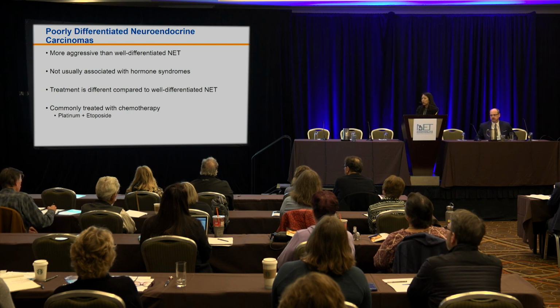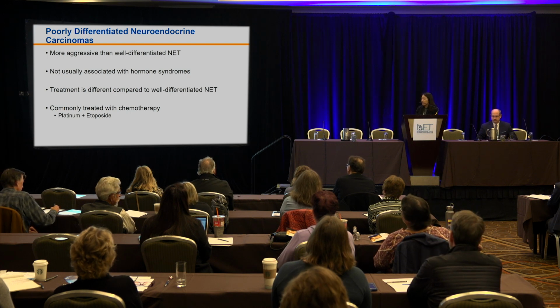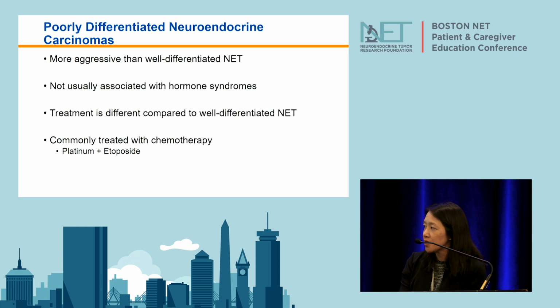We more commonly will start with chemotherapy, with platinum agents and etoposide to treat the poorly differentiated neuroendocrine carcinomas. There's a lot of research going into other types of therapy that may be useful for patients with poorly differentiated neuroendocrine carcinomas, and there's a lot of interest now in immunotherapy.